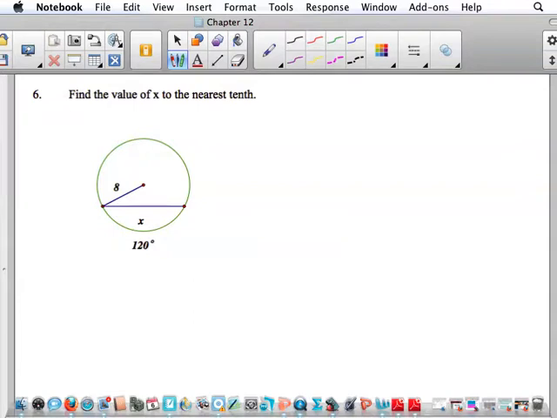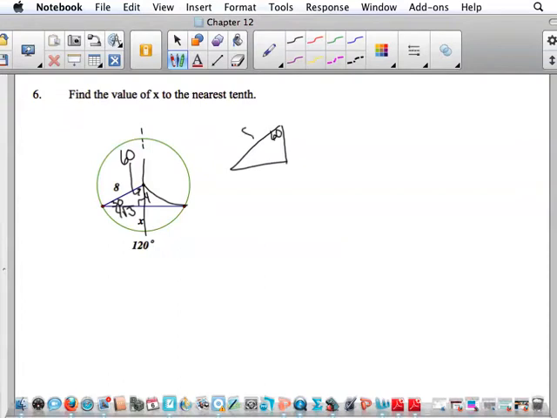So again, if I draw a diameter through here, I'm going to get this right triangle. I know my central angle measure is 120, therefore that diameter bisects it and makes that 60. That gives me a 30, 60, 90 right triangle. I know the relationship between the hypotenuse and the short leg is 4, therefore the long leg is 4 root 3. The other way to think about this is you can use the trig ratios.